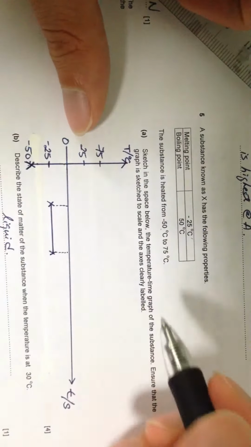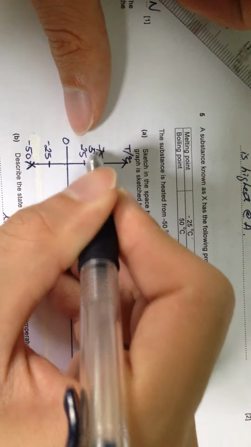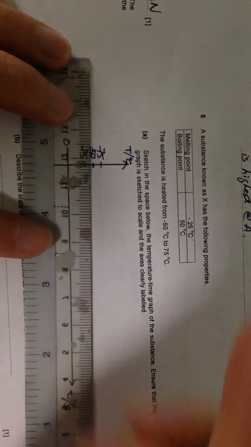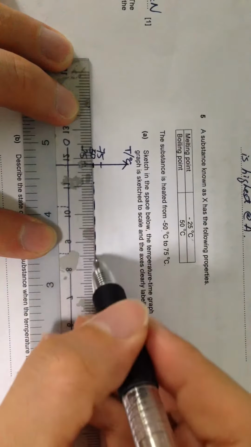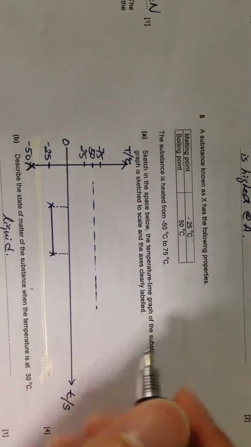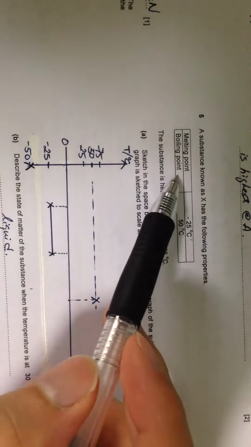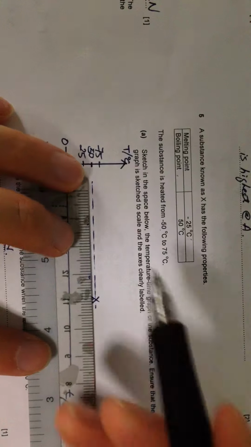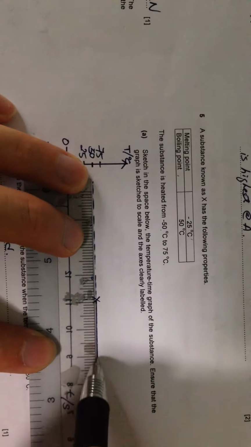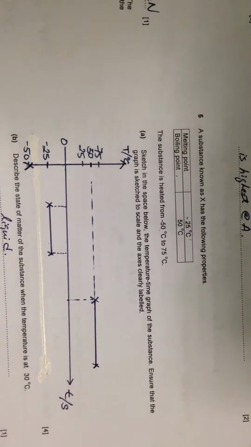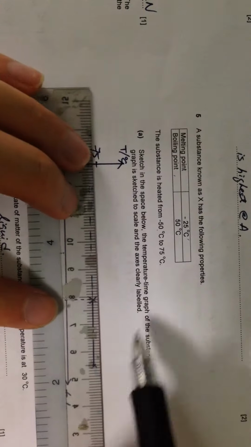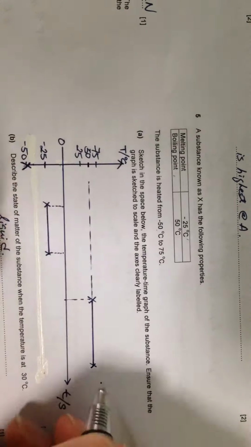Because they asked me to draw to scale, 50 should be around somewhere here. So I label it 50. It's going to increase all the way until 50. Let's say I give it an arbitrary point, just like that. And I know that for it to boil, it will take a longer time than melting because boiling takes more energy. So my constant temperature line should be longer. Then it's going to heat until 75, right? So I must end somewhere here.